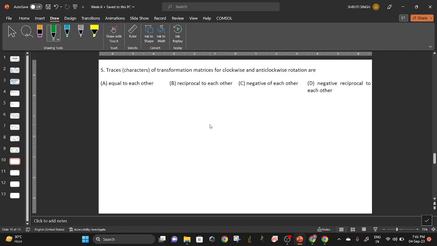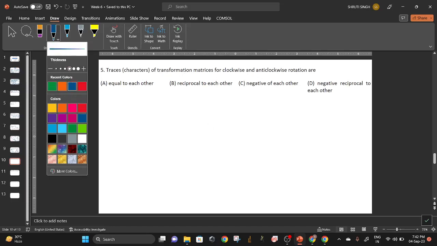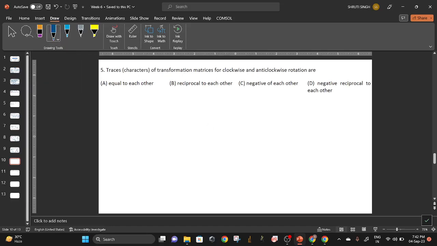So the fifth one is: traces or characters of transformation matrices for clockwise and anti-clockwise rotations are equal, reciprocal, negative, negative reciprocal. So what should be the answer? Equal to each other. Why are the traces equal for clockwise and anti-clockwise? Think of C2v.